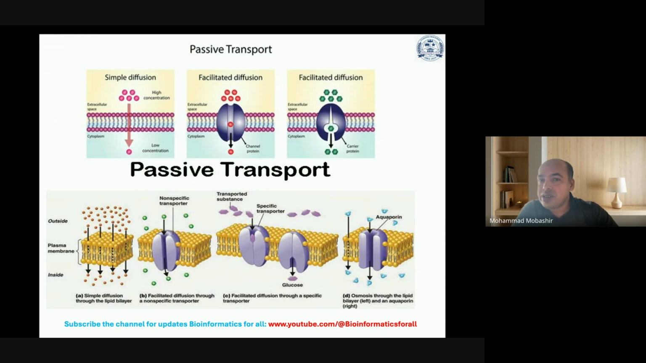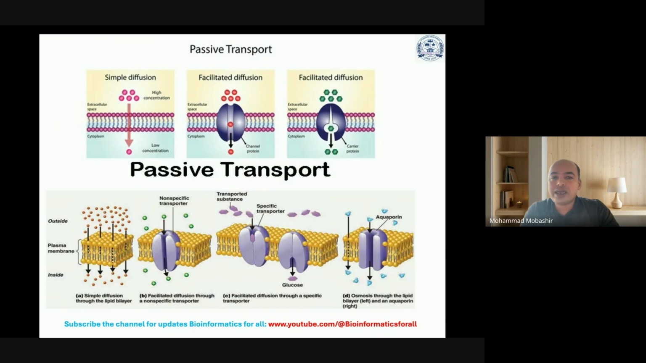Another is where you allow passage from one side, but not crossing, something like a carrier protein. Here, for example, it is a channel protein. Here it is a carrier protein. So facilitated diffusion could take place via multiple sources. Simple diffusion does not need any kind of source, but in facilitated diffusion you need some source like channel proteins or carrier proteins. These are some examples.